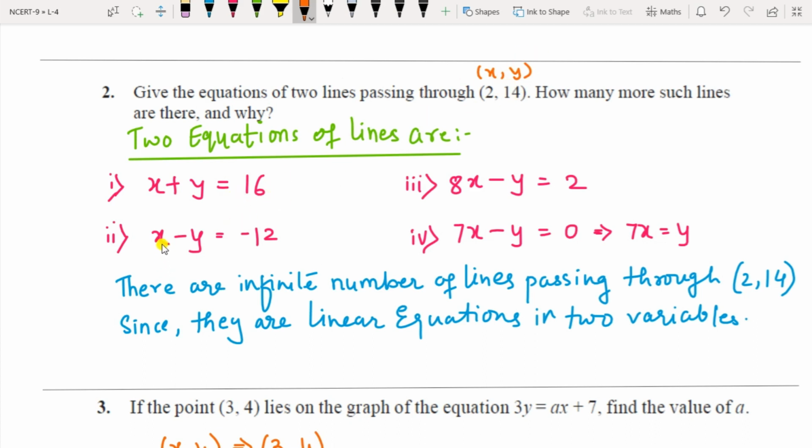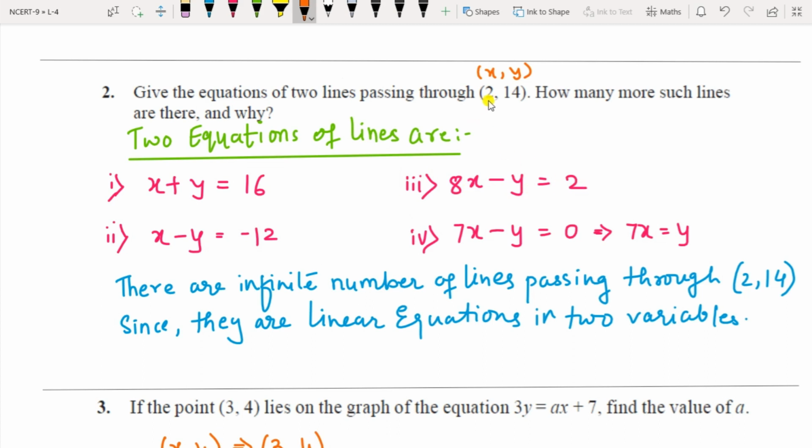Similarly, x minus y equal to minus 12. So x is 2 here and y is 14. 2 minus 14 is minus 12. You can write any number of equations. I have written 4 here. Out of these you can write any 2. They are asking 2. So here 8x minus y equal to 2.